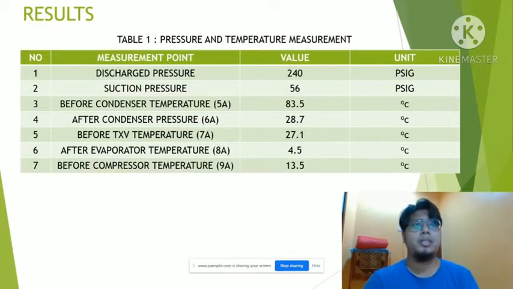The measurement point, discharge pressure, the value is 240 psig, suction pressure 56 psig, before condenser temperature 5A, the value is 3.5 degrees Celsius, after condenser temperature 6A, 28.7 degrees Celsius, before TXV temperature 7A, 27.1 degrees Celsius, after evaporator temperature 8A, 4.5 degrees Celsius, and finally before compressor temperature 9A, 13.5 degrees Celsius. The value is given in the experiment video.